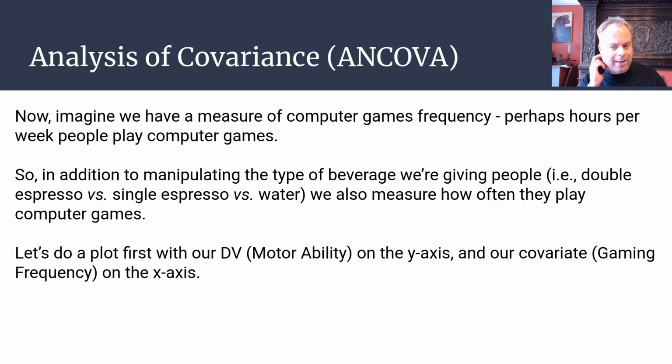So we've maybe collected these data using some sort of diary recording method, but we've got the data. In addition to manipulating the type of beverage that we give people, whether it's double espresso, single espresso, or water, we've also got this measure of how often they play computer games. First of all, let's look at the relationship between our covariate, the number of hours per week they spend playing computer games, which we're going to call gaming frequency, and our dependent variable of motor ability.